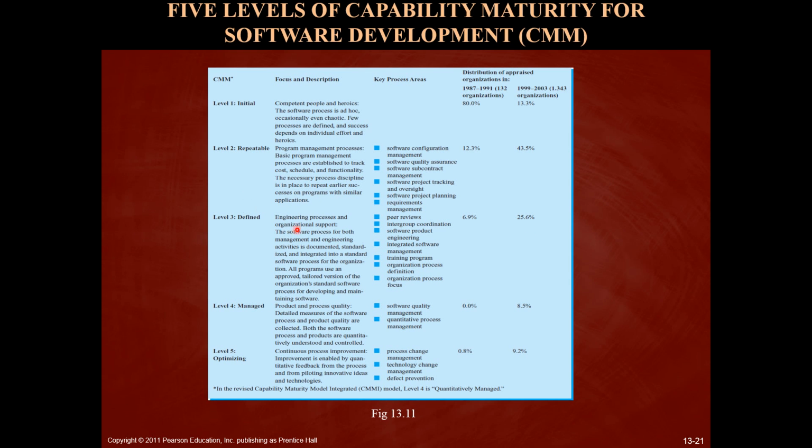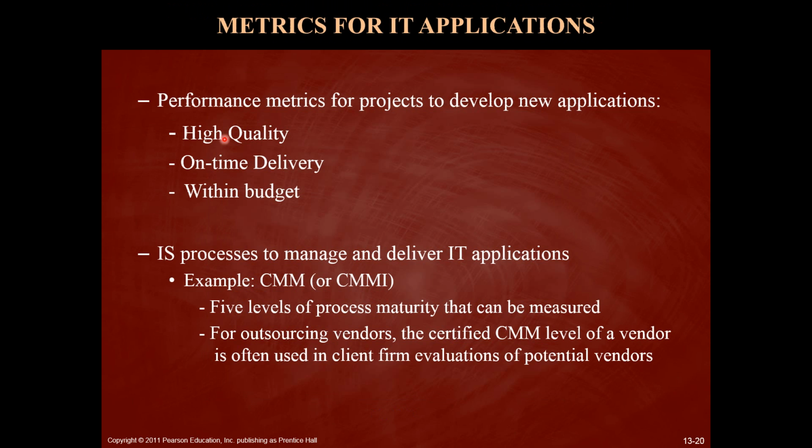Being at level 3 or 4 or even 5 basically means that you're a mature organization, you have adequate processes in place, something that will allow you to deliver IT projects or software applications of high quality within the agreed upon time frame, and within budget.